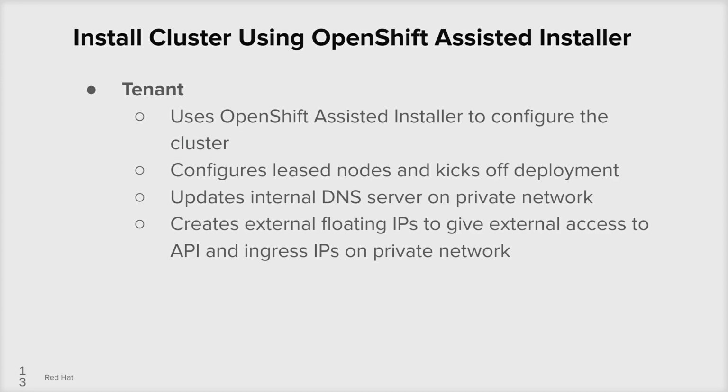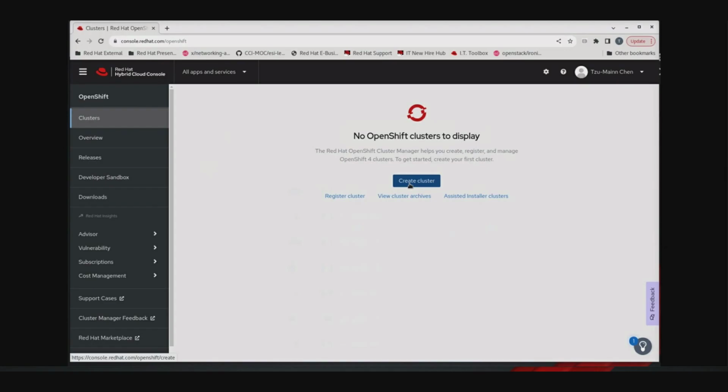In the first part of this demo, our tenant user will use the OpenShift Assisted Installer to configure their OpenShift cluster. Then they'll configure the leased nodes and kick off deployment. Next, they'll update the internal DNS server on the private network. And finally, they'll create external floating IPs to give external access to the cluster's API and ingress IPs on the private network. Let's begin with the OpenShift Assisted Installer.